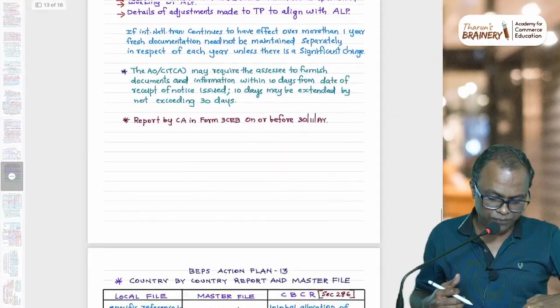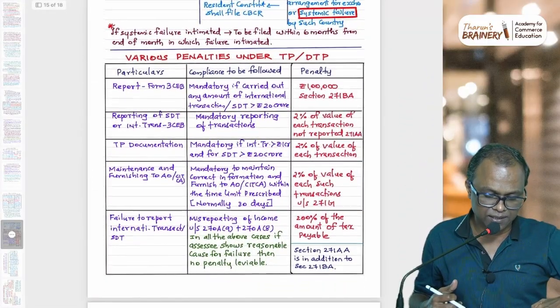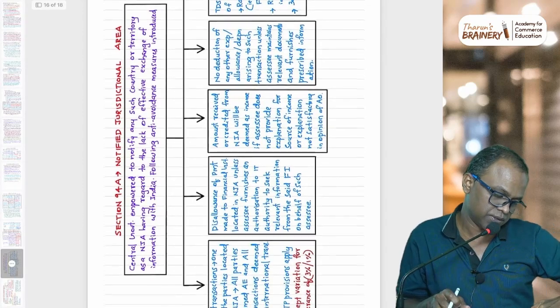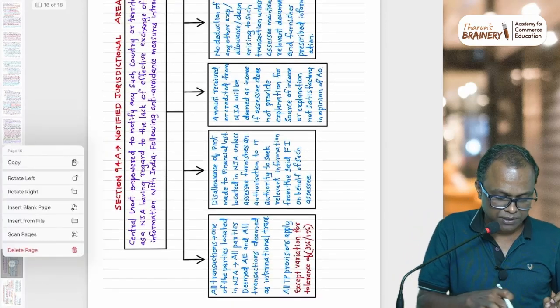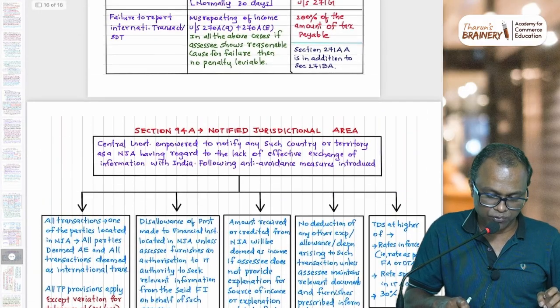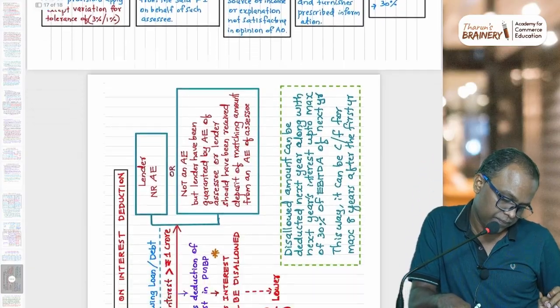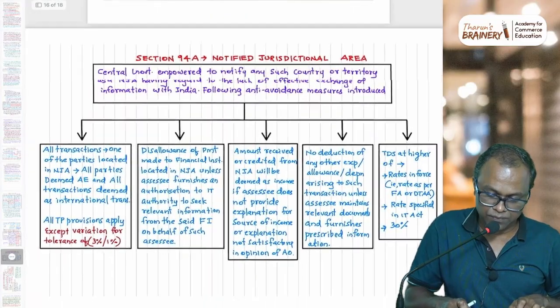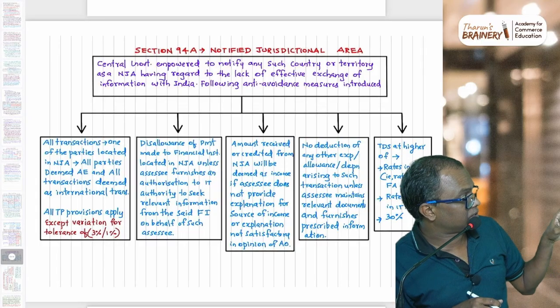100% sure. Already started. And now, next is 94A, another important area. We have to keep this area in mind. This is also sometimes asked. That is 94A, notified jurisdictional area. So notified jurisdictional area, it's a small section, 94A.